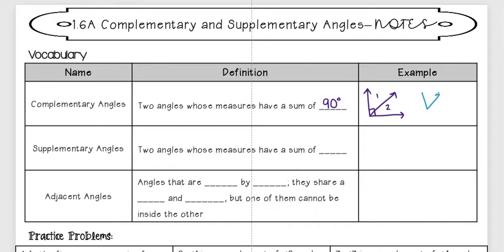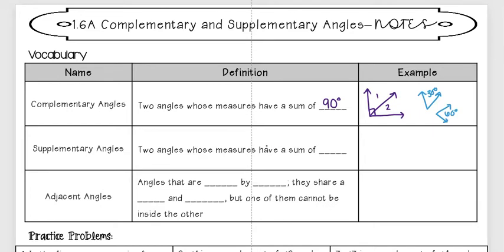You could have one angle like there. Let's say this one was 30 degrees. And then this one was 60 degrees. Those are complementary because 30 plus 60 is equal to 90.